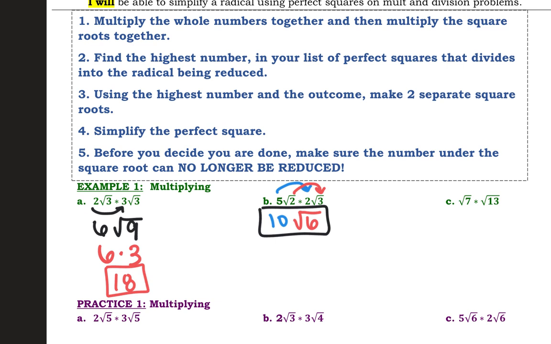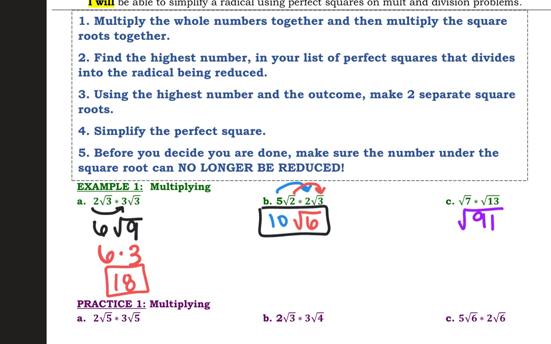All right, this one has no whole numbers in front, but we do have 7 and 13. Can someone multiply 7 and 13 for me? What do we get for that? 91. All right, do y'all think any of our numbers will go into 91? So half of that would be about in the 40s. So maybe let's start with 49. Will 49 go into 91?